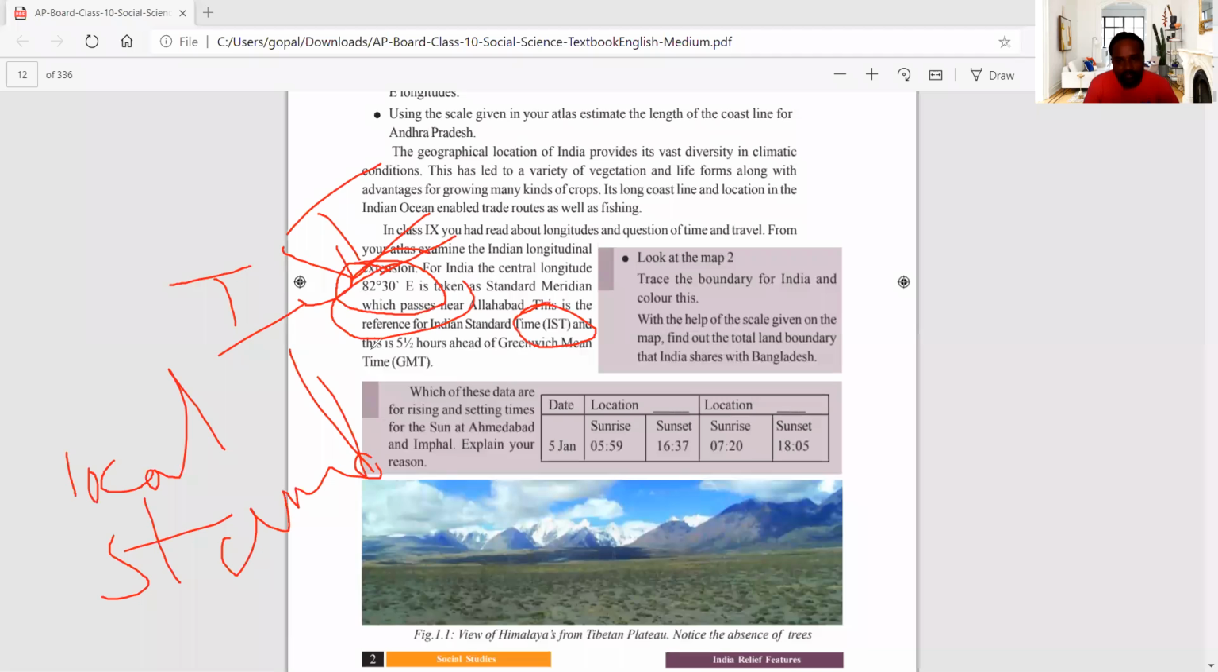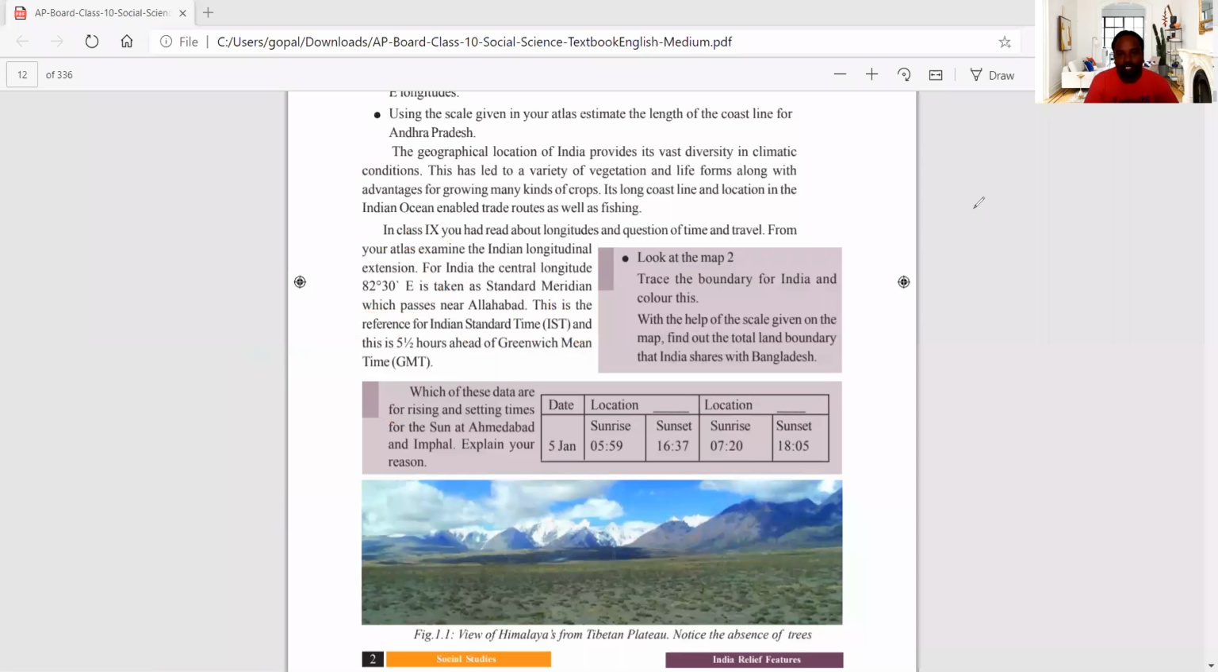And the difference between the local time and the standard time in India is nearly 5.5 hours, that means 5:30. 5:30 is when compared to the local time.